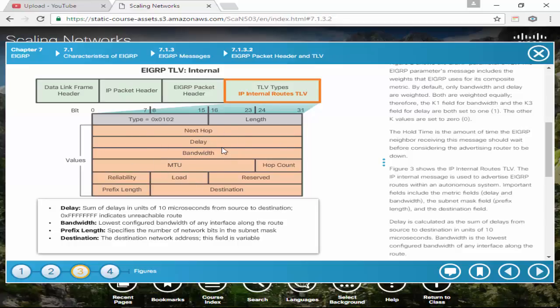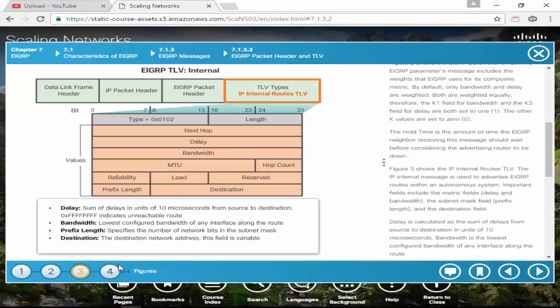So what these K values are doing is calculating our metric. And the more we put in there, the bigger our metric's going to be, for one, because it's going to be a multiple. And not only that, the K values have to be the same on all devices. If we're going to enable more, we have to enable them on all routers. Otherwise, it's not going to form an adjacency.